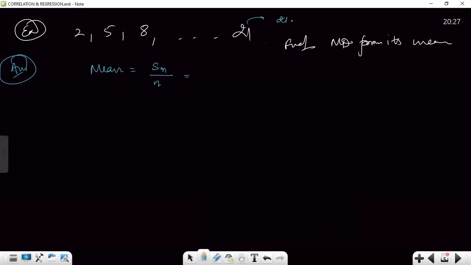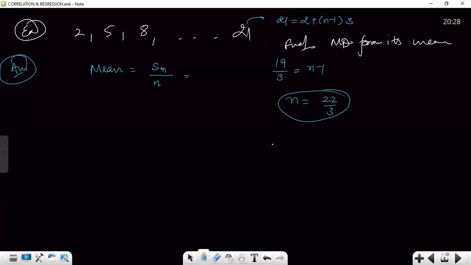If this is the last term, a_n is equal to a plus (n minus 1) into d, where d is 3. So 21 minus 2, 19, divided by 3 is equal to n minus 1. So n becomes 22 divided by 3. Actually, I'm making some mistake, I guess, because the number of terms cannot be a fraction. So 2, 5, 8, 21. Okay, 21 terms are given.